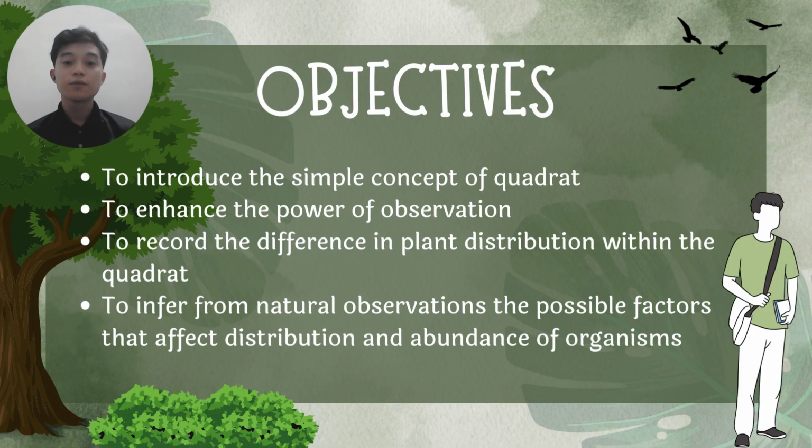Our objectives for the practical are: Number 1, to introduce the simple concept of quadrat. Number 2, to enhance the power of observation. Number 3, to record the difference in plant distribution within the quadrat. Number 4, to infer from natural observations the possible factors that affect distribution and abundance of organisms.